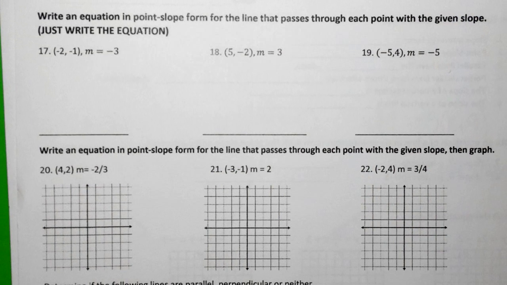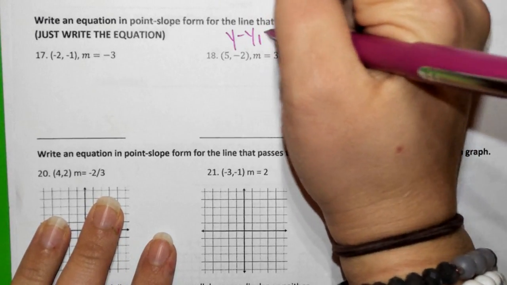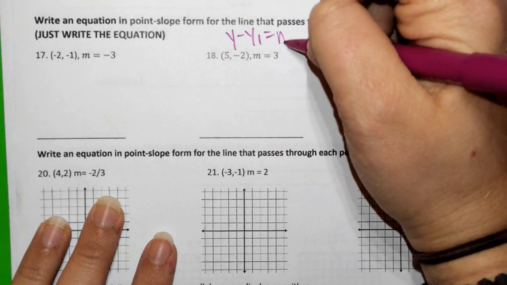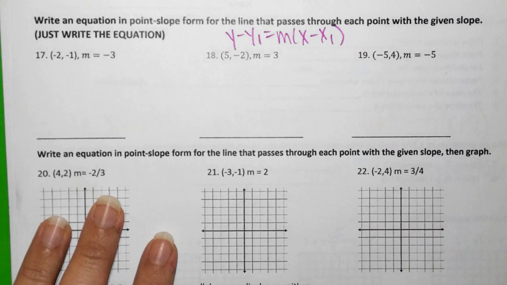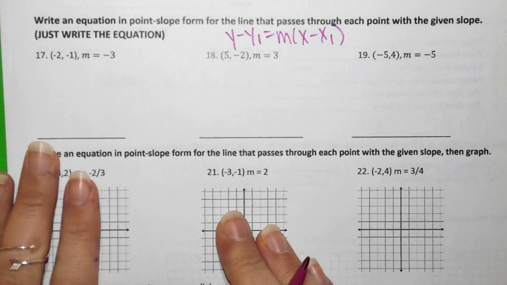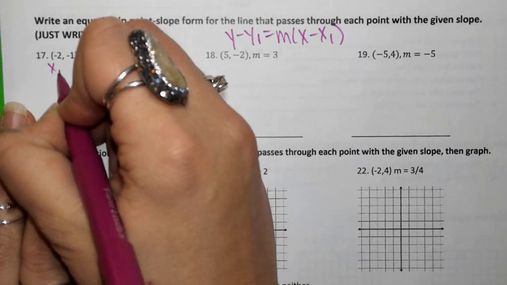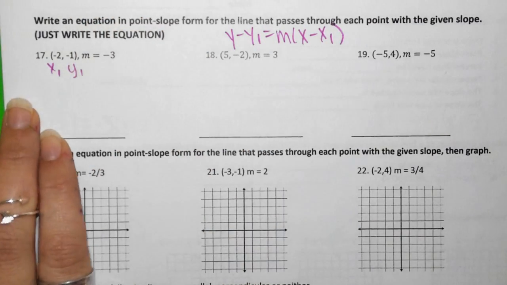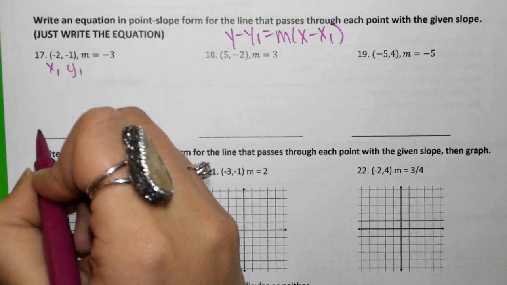Carolina? Y minus y1 equals m times x minus x1. Fantastic. Good job. Take a point. Alright, so then you have to label x1, y1. So all you have to do from here is plug your information in and you have your equation. Boom, you're done. So we would say y what?